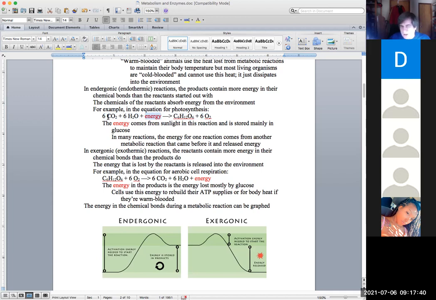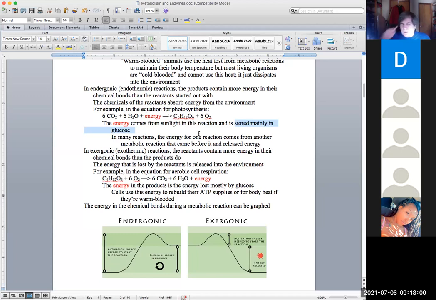Now, this is actually the equation for a metabolic process that we'll look at called photosynthesis. So the energy for this comes from sunlight. And the energy is stored mainly in the glucose. There's not very much stored in the oxygen. A little bit, but not much.